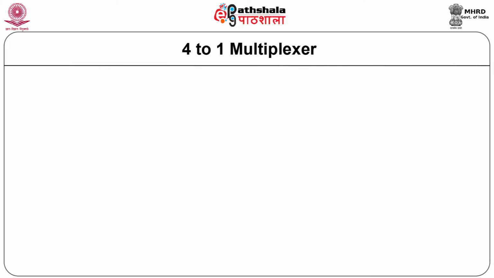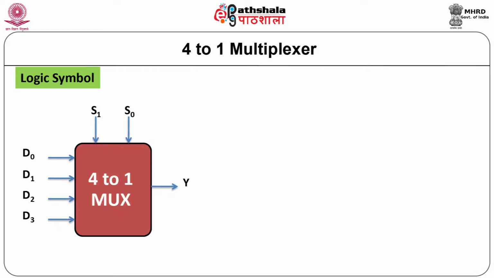The second type of multiplexer is 4 to 1 multiplexer. The logic symbol indicates there are 4 data inputs, namely D0, D1, D2 and D3, and a single output Y. For 4 data inputs, we need 2 select lines, namely S1 and S0.